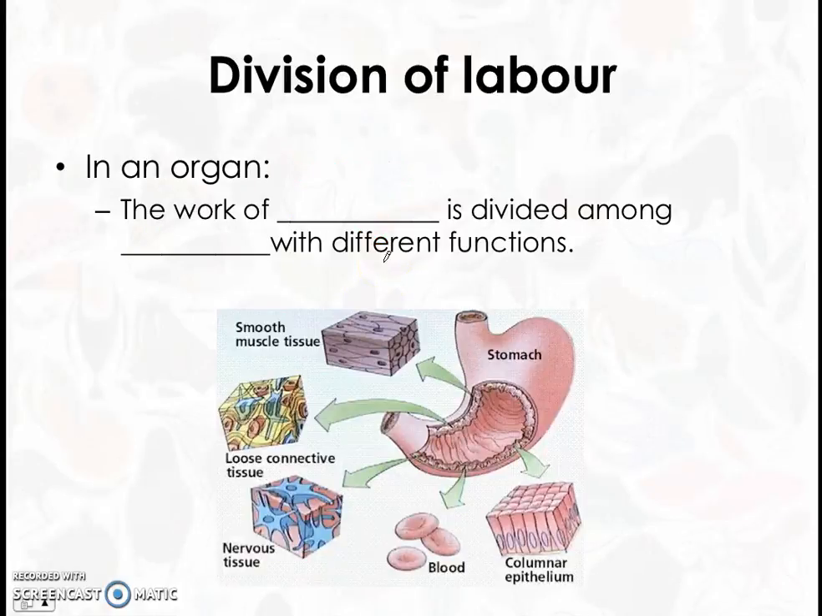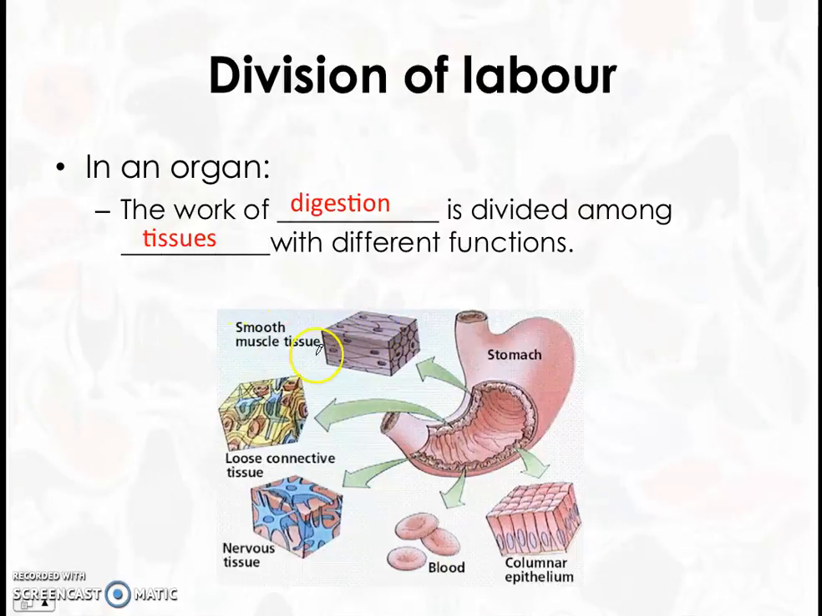Now there's also division of labor in an organ. So right now, you've just eaten some food, your stomach's working hard. It's working hard at digestion, right? The work of digestion in your stomach is actually divided among different tissues. And each tissue has a different function. So here in this diagram, you see the different tissues that we can find in the stomach.